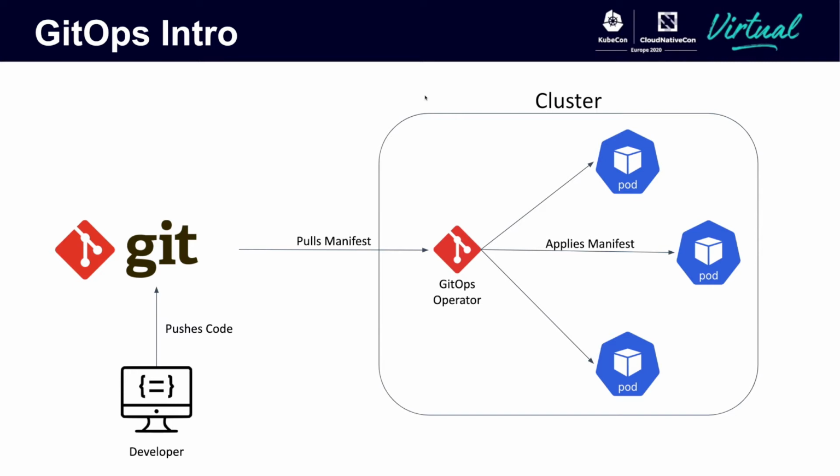GitOps is a workflow which emphasizes Git as your single source of truth. I'm assuming most people at this point are storing things in some kind of source control, primarily Git, so this isn't a big leap to make, which is really nice. The workflow is that there's an operator of some kind that sits in your cluster, and its job is to monitor your Git repo and just apply the changes that it sees there.